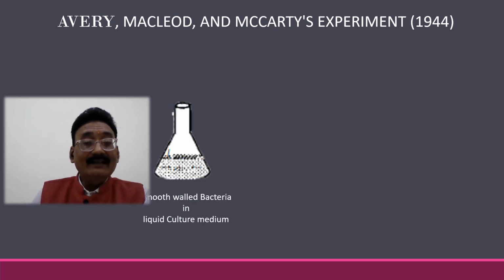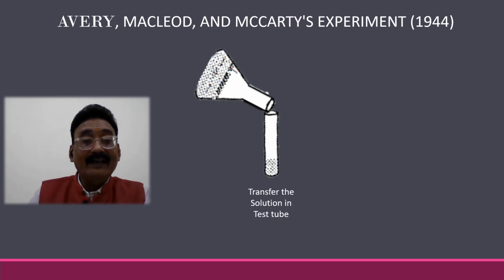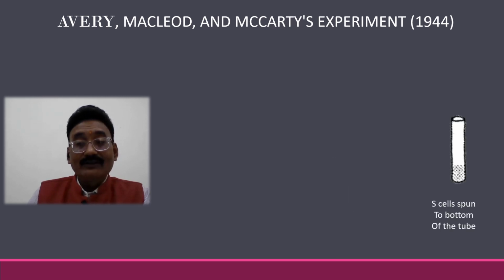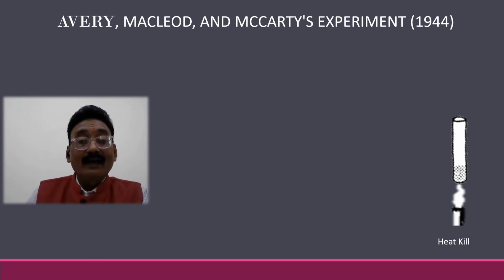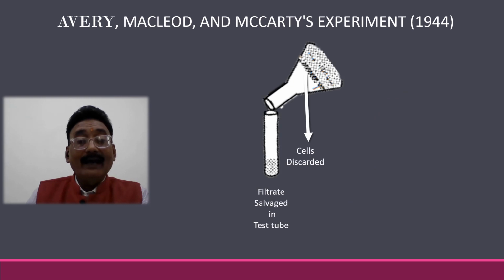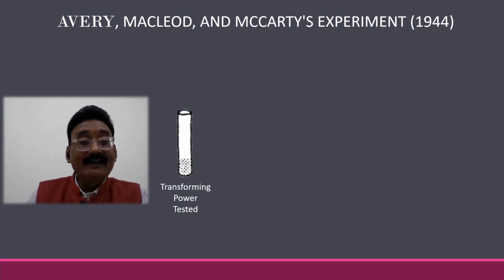Here you can see that smooth-walled bacteria in liquid culture medium were taken and then transferred to a solution in a test tube. Then they were centrifuged, and after centrifuging, the S cells were recovered. Now they were heat-killed, and the cells were extracted and opened, and after that the cell filtrate was kept in a test tube and the cell debris was discarded.